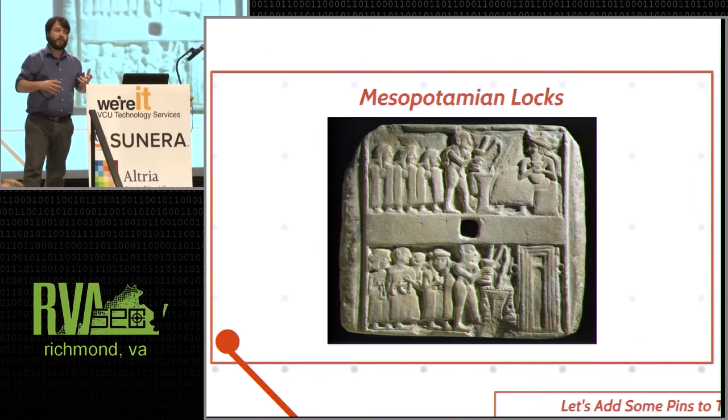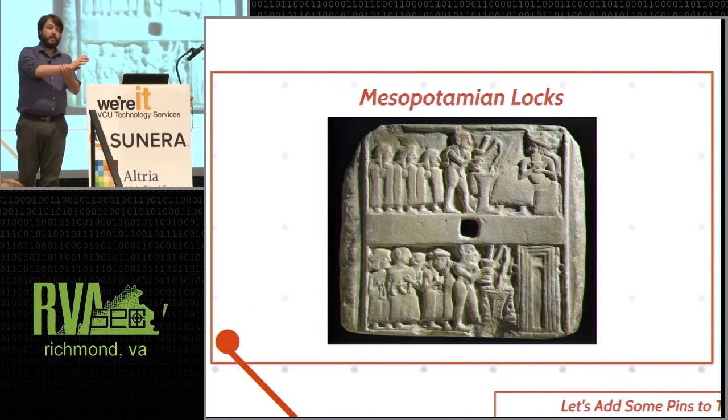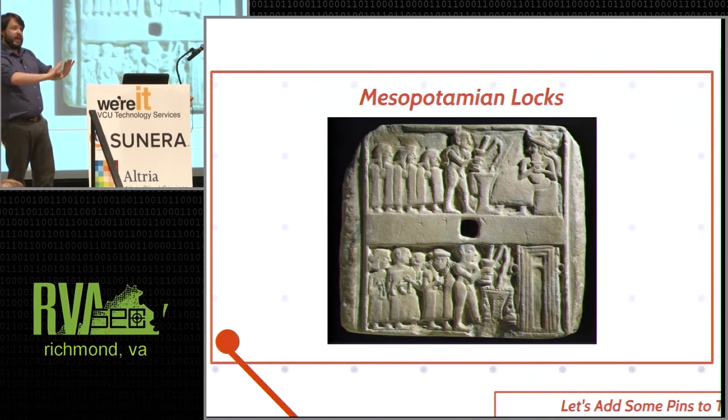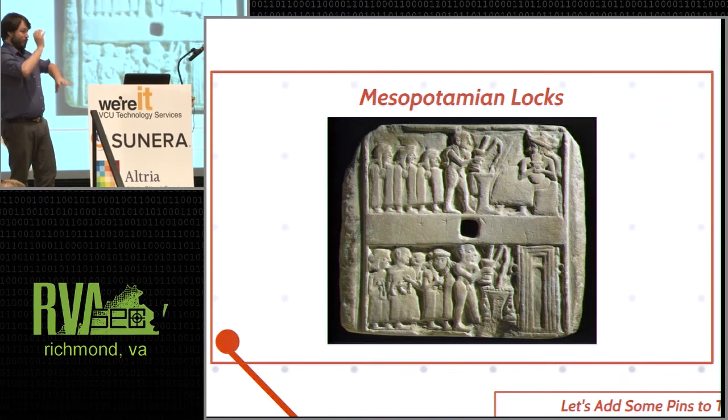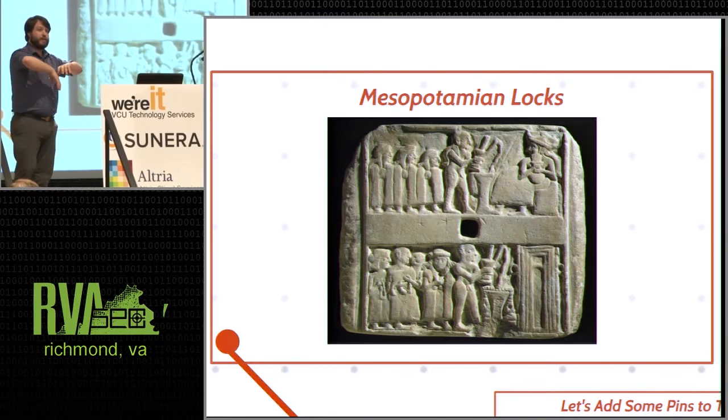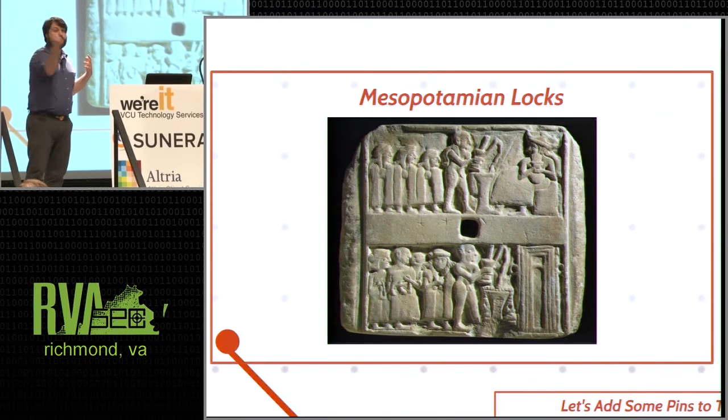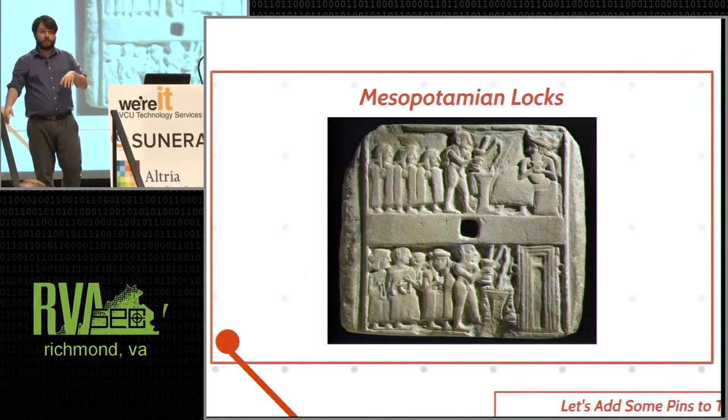The way that the door seal worked is that you had a bolt that went through the door, and then you put a bunch of clay on the bolt. And you inscribed some cool stuff in the clay so that if anybody ever entered it, you would know that they had to smash your clay in order to remove the bolt.